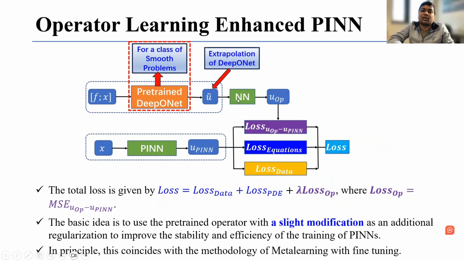It's a good question. Actually, the size of this neural network is very small. You cannot use a very large neural network here. What I'm asking is, what is the input layer size? Is it 1 or 2? Because you have X and T, but DeepONet will give you a function. So what is the input layer size?